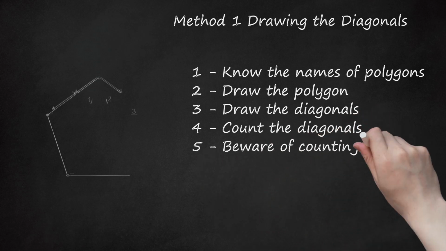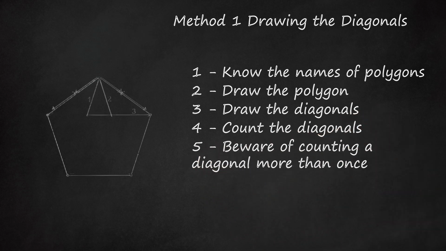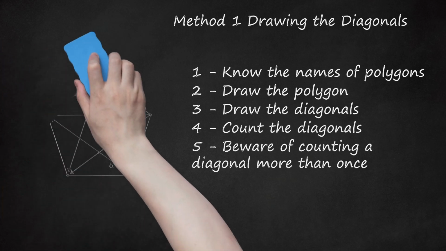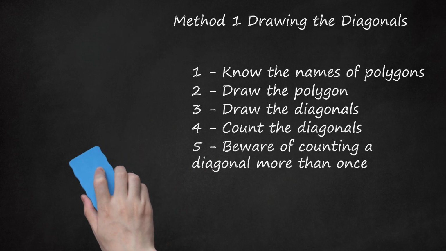5. Beware of counting a diagonal more than once. Each vertex may have multiple diagonals, but that doesn't mean that the number of diagonals is equal to the number of vertices times the number of diagonals. Take care when counting the diagonals to count each one only once. For example, a pentagon, 5 sides, has only 5 diagonals. Each vertex has 2 diagonals, so if you counted each diagonal from every vertex, you might think there were 10 diagonals. This is incorrect because you would have counted each diagonal twice.